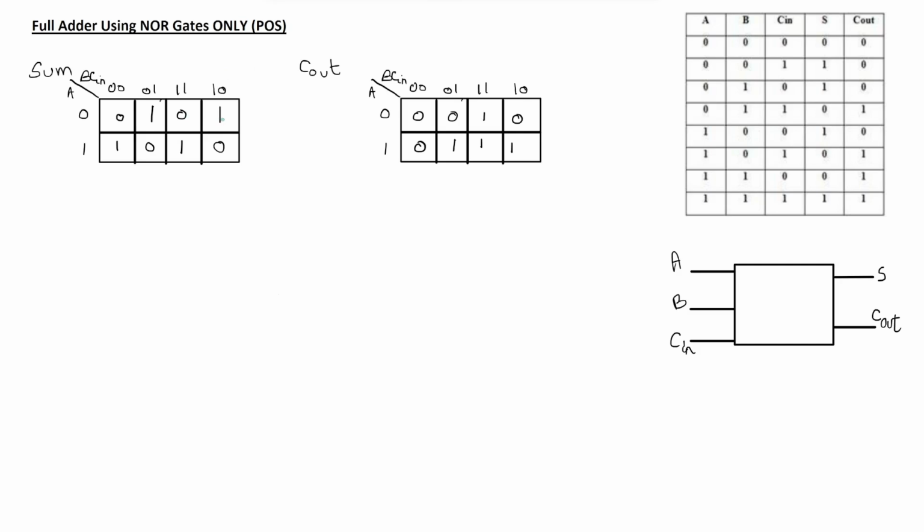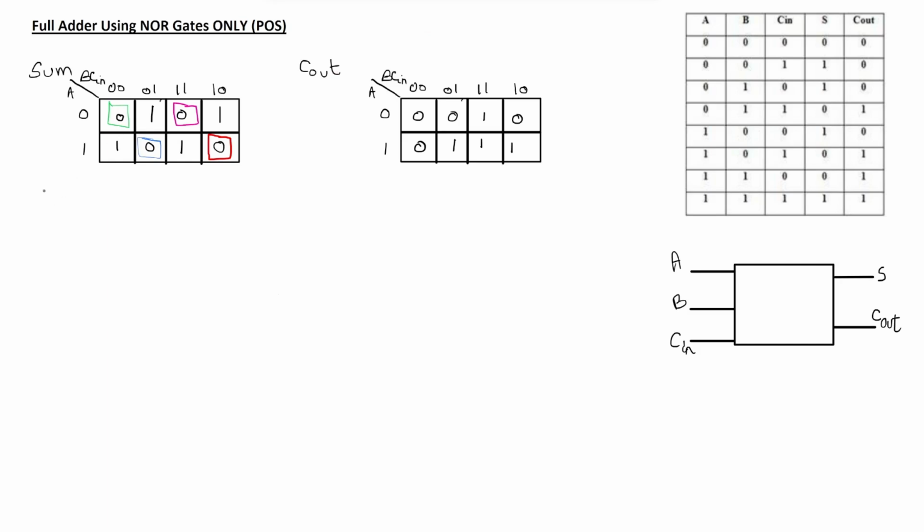For the POS form, unlike the sum of products, the SOP, in SOP we group ones together. In POS, we need to group zeros together. So for the sum, we don't have any adjacent zeros, so they have to remain separate. So we have a 0 in this area. We have another one in this area. We have another one in this area. Let's use another color. And we have another one in this area.